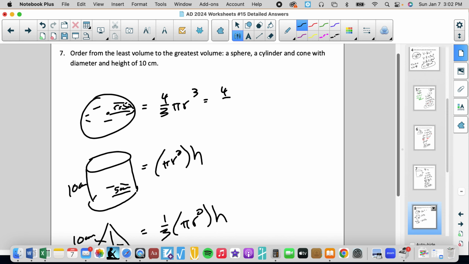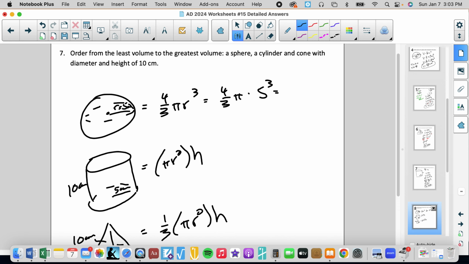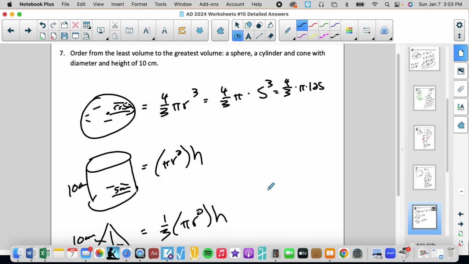So this equals 4/3 pi times 5 cubed, which is 25 times 5, 125, sorry, 125. So 4/3 times pi times 125. 125 times 4 equals 500 divided by 3 is 166 pi.